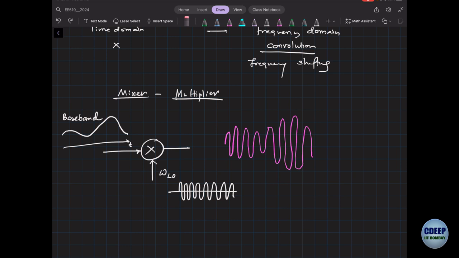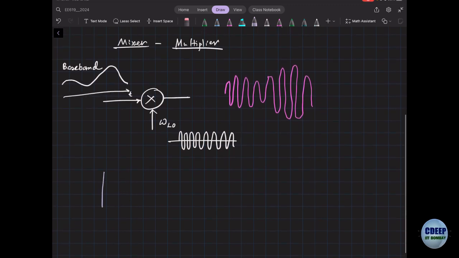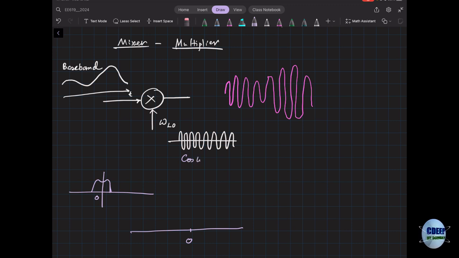Okay. Now let's look at the frequency domain. What is really going on? So in the frequency domain, what does the baseband signal look like? Baseband signal is at DC. So let's say it looks like this. This is zero. And what does LO look like? If this is zero, omega LO. Let's say this is cos of omega LO T. And this would be minus omega LO. This is plus omega LO.